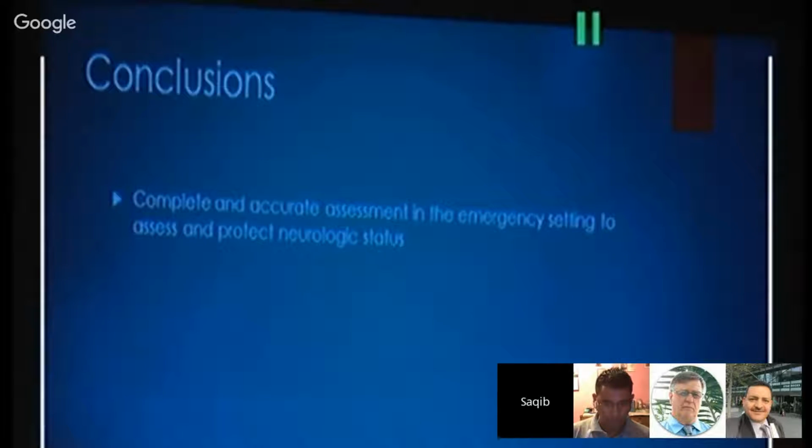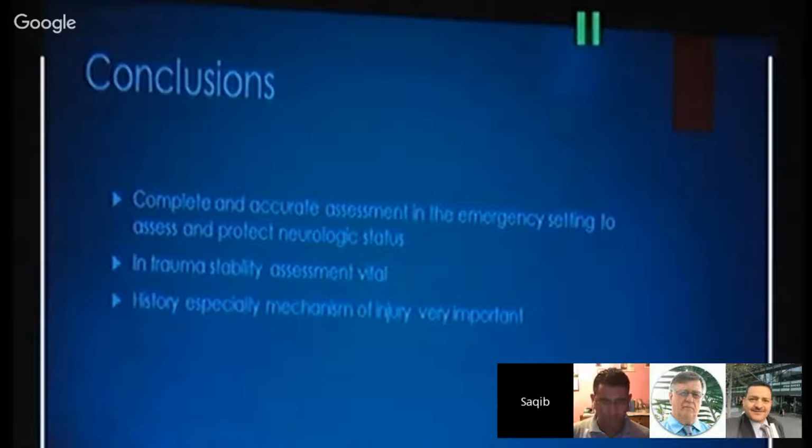A complete and accurate assessment in the emergency department. The goal is to assess the presence of and how to prevent neurologic damage. In trauma, the stability assessment is vital, and you'll get a little bit more on that later, in terms of what are stable and unstable injuries. History is incredibly important in all of these pathologies. In trauma, the key is what was the level of violence that the spine was submitted to. That's going to tell you what their risks are.